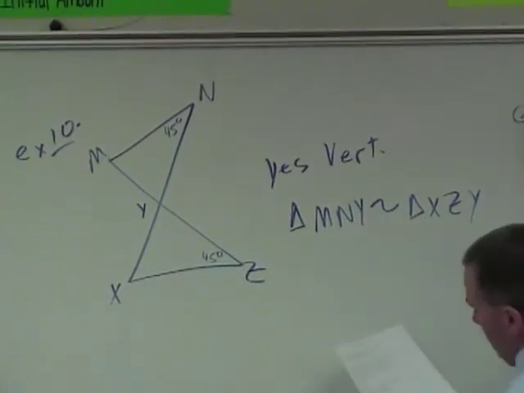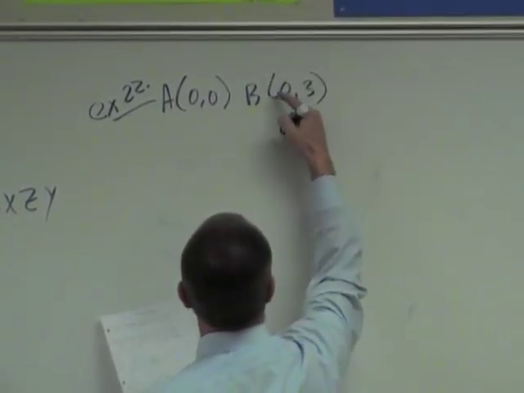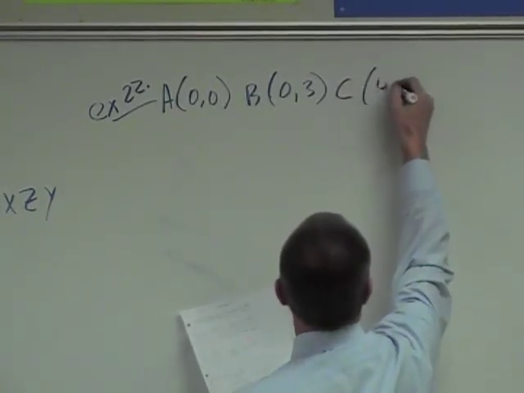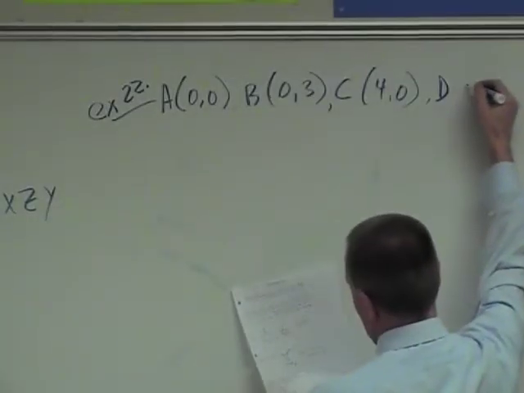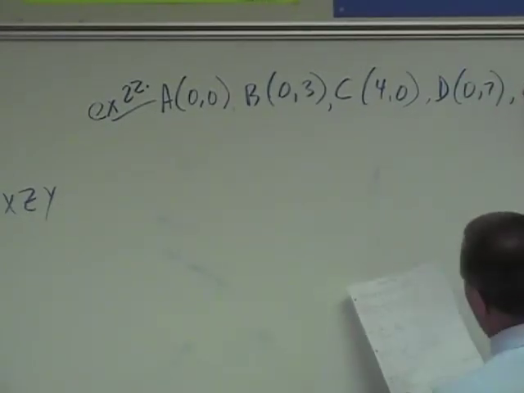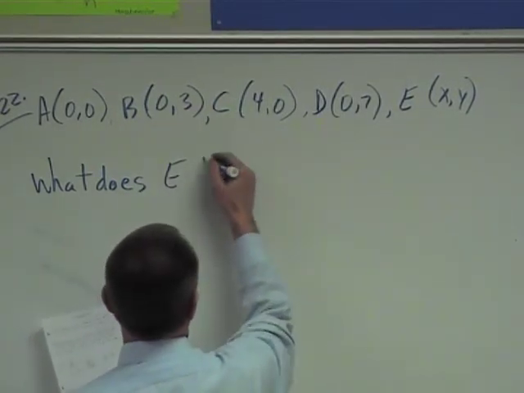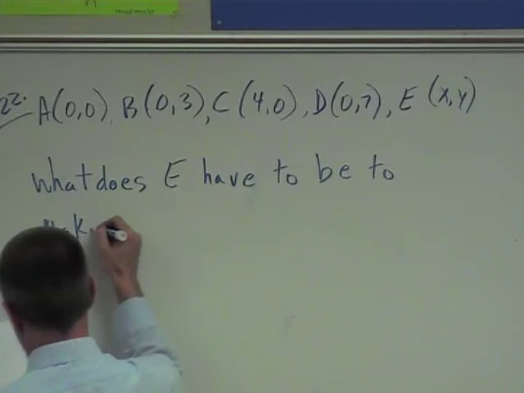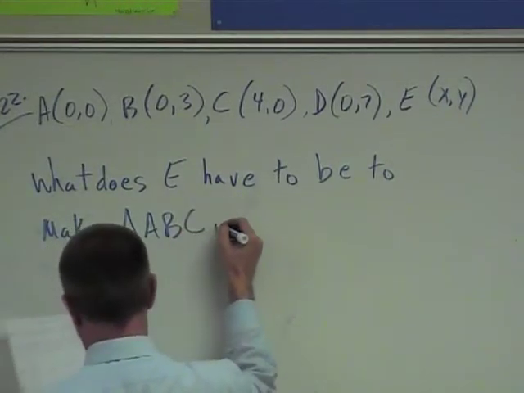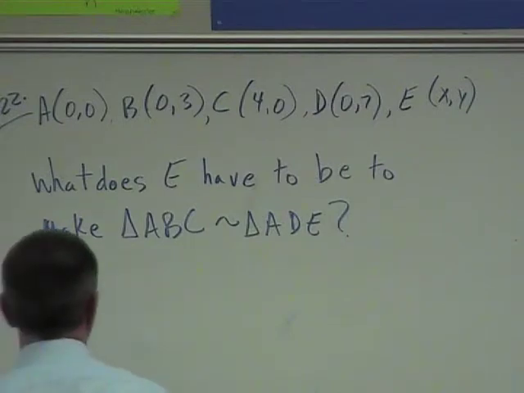All right, and the last example that you need, graph these. Point A is at 0, 0. B is at 0, 3. C is at 4, 0. D is at 0, 7. And E is at X, Y. What does E have to be to make triangle ABC similar to triangle ADE? So you can copy that down and graph it. I'll graph it as well.